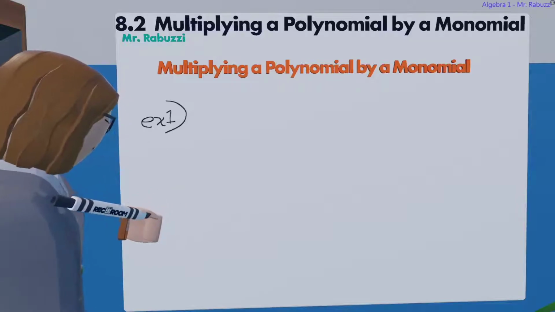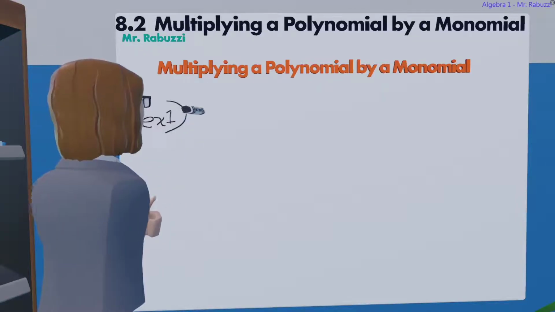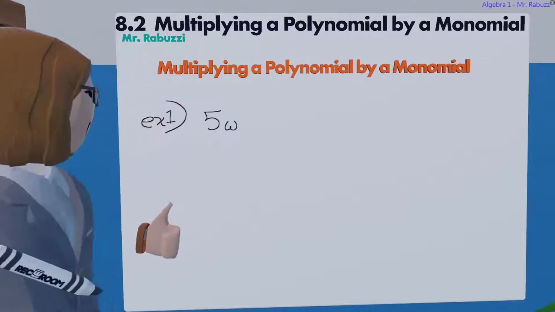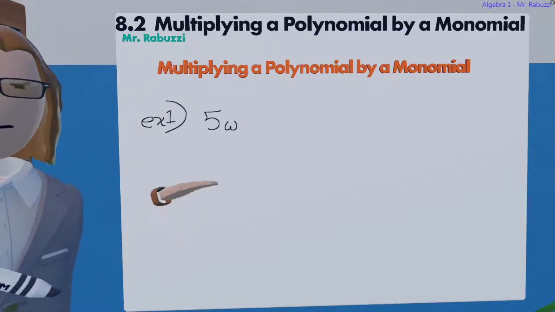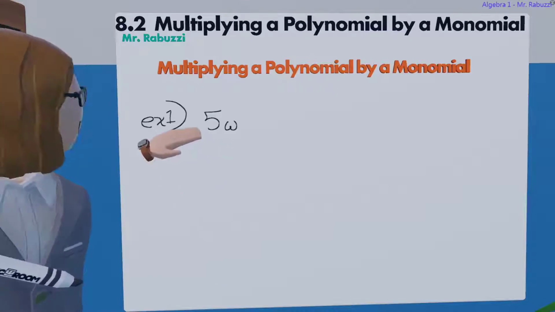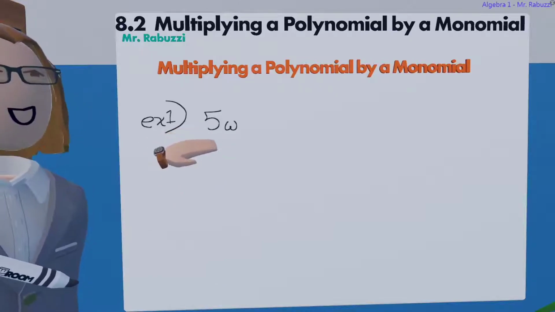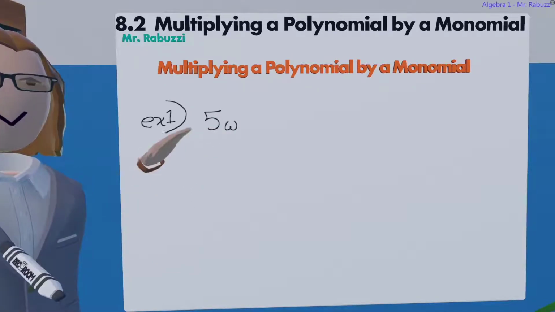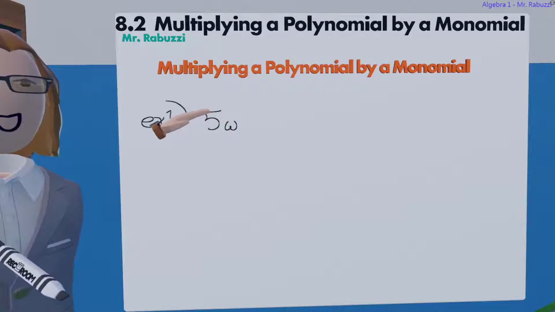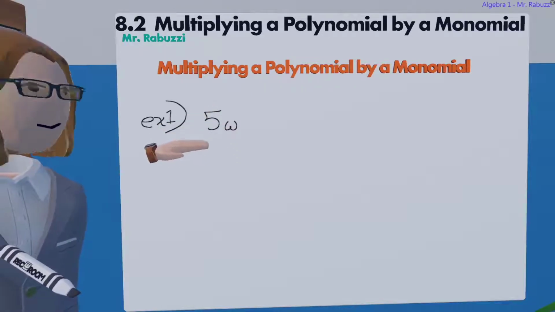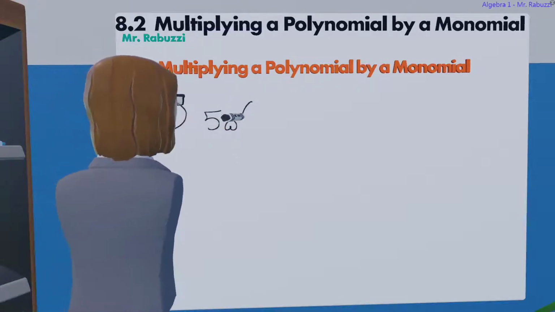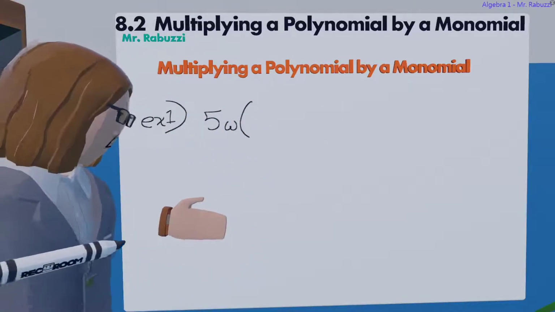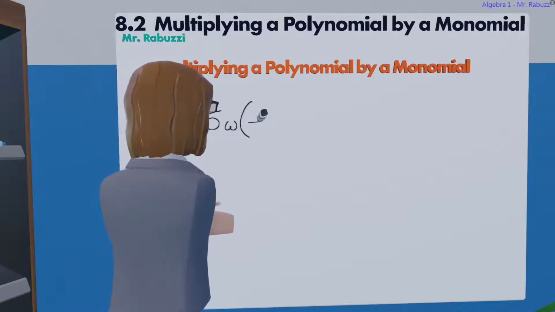Okay, back to the problem. So we're going to multiply a polynomial by a monomial. So let's start with our monomial. That's going to be 5w. Now this is a monomial, we know, because it has only multiplication in it. Okay? We see that there's not 5 plus w, it's 5 times w. That's okay. Now in the parentheses is going to be our polynomial.